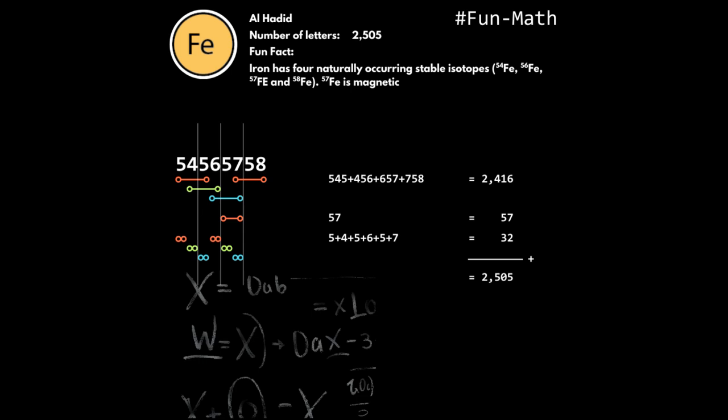Fun math. The chapter of Al-Hadid contains a total of 2,505 letters. Iron has 4 naturally occurring stable isotopes: iron 54, iron 56, iron 57, and iron 58. Iron 57 is magnetic. This number is connected to the sequence 54565758, which, when its values are combined in a specific way, resolves to that exact total of 2,505, as follows: 545 plus 456 plus 657 plus 758 plus 57 plus 5 plus 4 plus 5 plus 6 plus 5 plus 7.